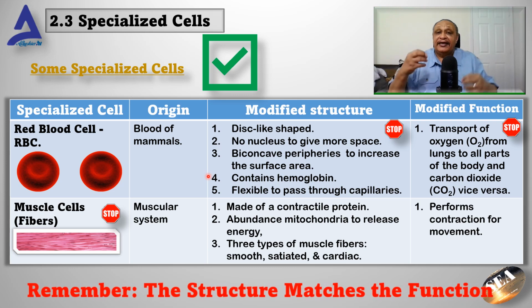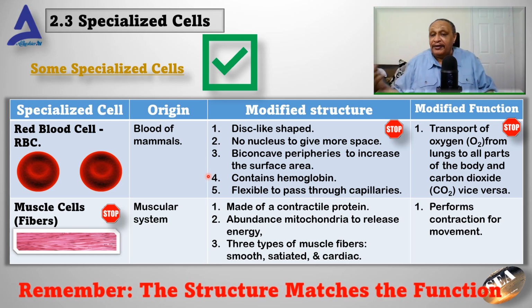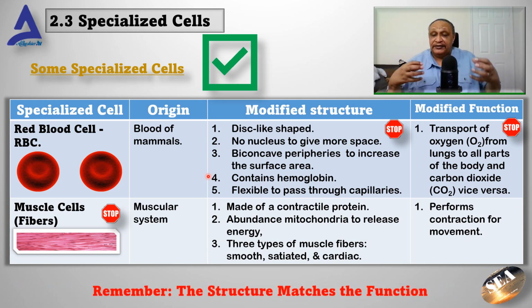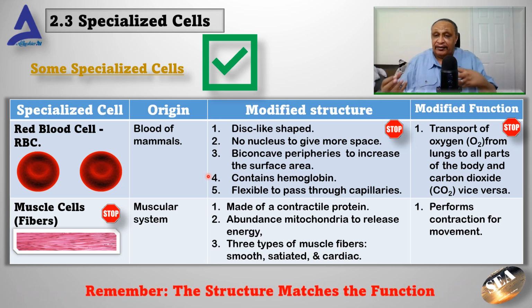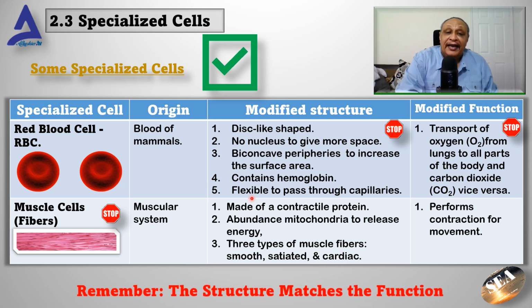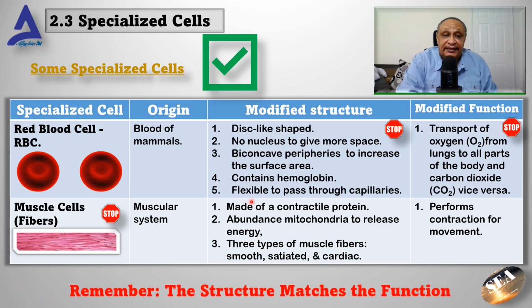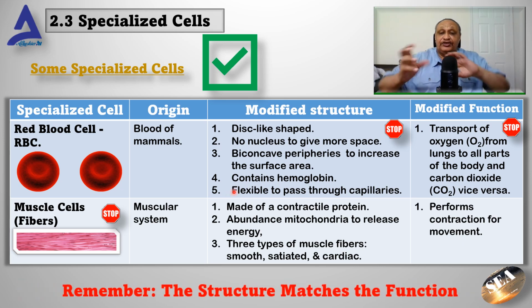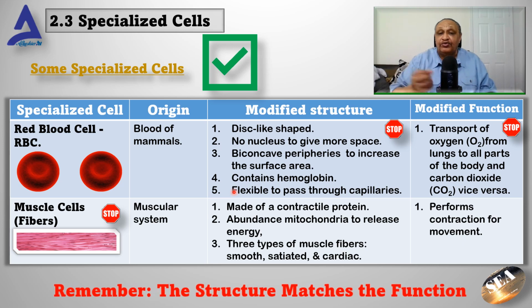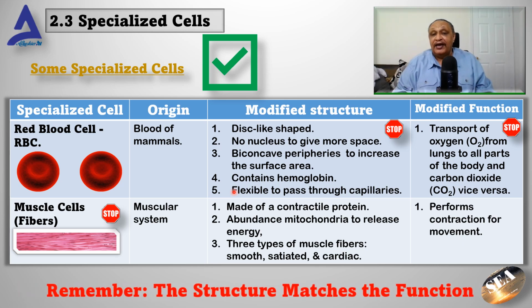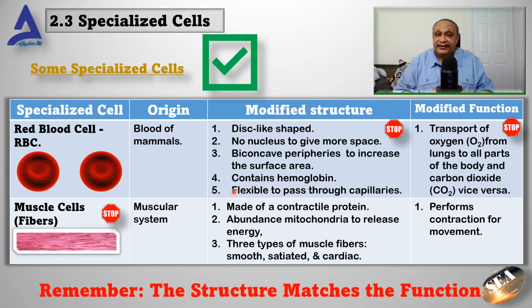Iron. The globin portion is a protein, so it's made of protein and iron. It is flexible, can be squeezed to pass through the capillaries. Why is this modification important?